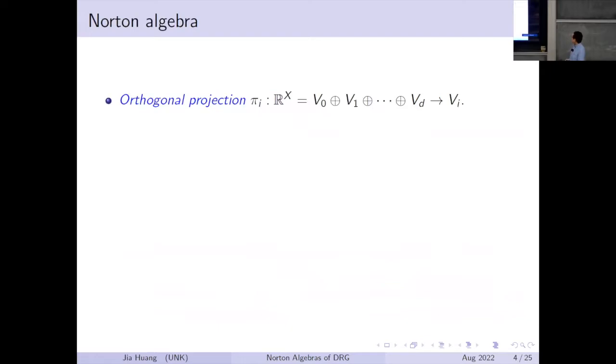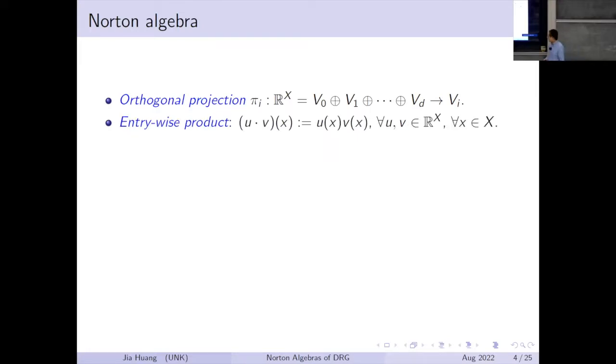All right, next we're going to talk about the Norton algebra. We look at the orthogonal projection pi_i from the vector space R^X down to an eigenspace V_i. Remember, R^X is a direct sum of the different eigenspaces, so we can do an orthogonal projection to a particular one. Then this allows us to define the Norton product. We use the entrywise product first. We just multiply two vectors from R^X entrywise. If you think about them as functions, you just multiply those two functions. Or if you think about them as vectors, do the entrywise product.